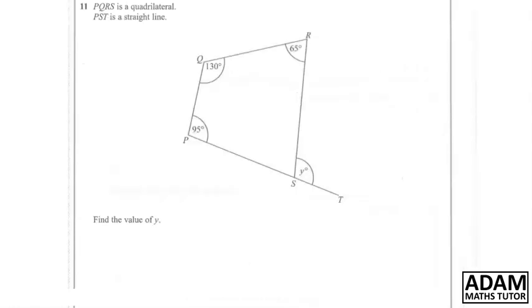Question 11. Find the value of y. So to find the value of y, I'm going to need to know what this angle here is. And then I should be able to take it away from 180 because angles on a straight line add to make 180. But I'm first going to need to work out what that angle is by using the quadrilateral that's been given on the left hand side.